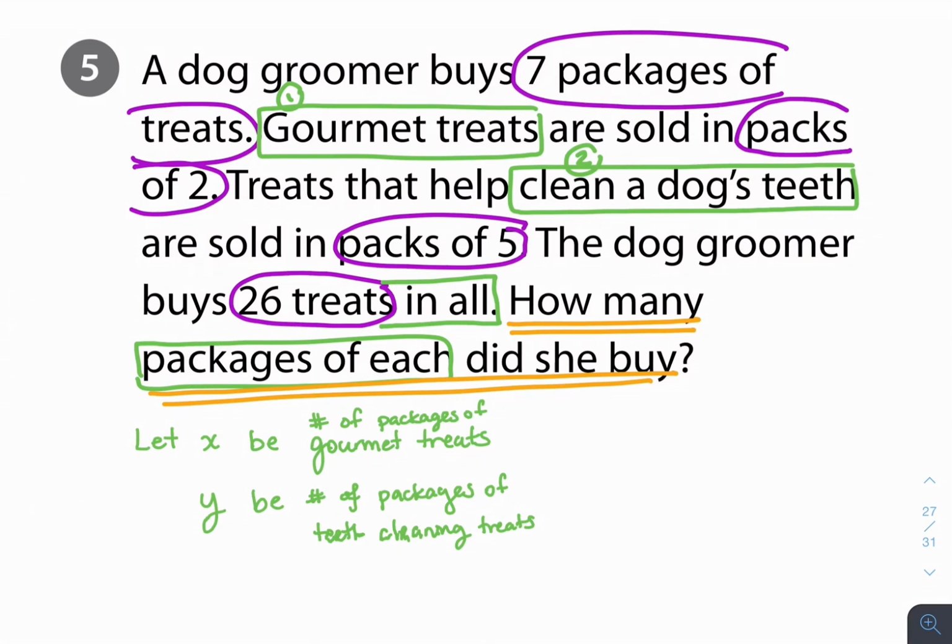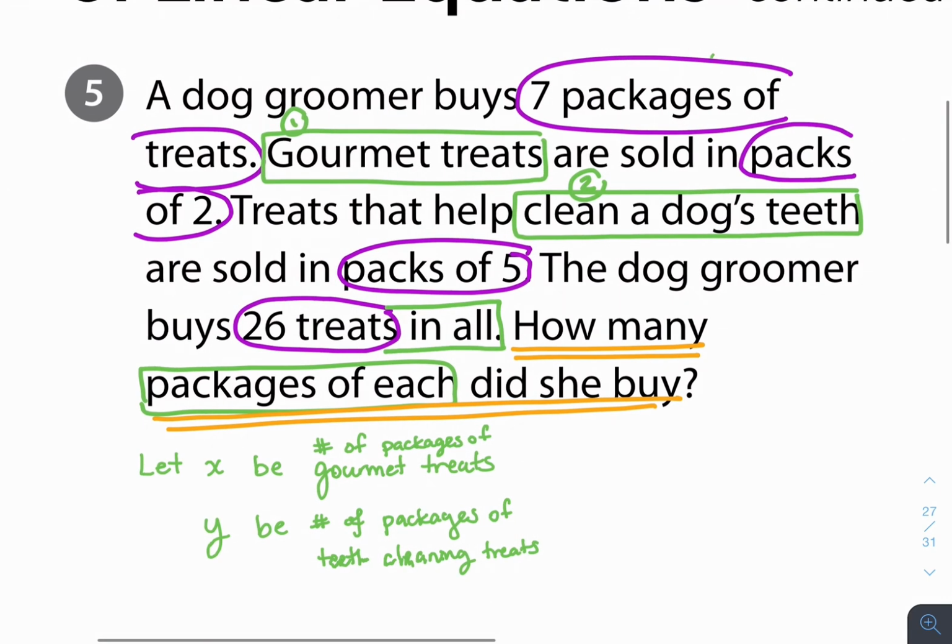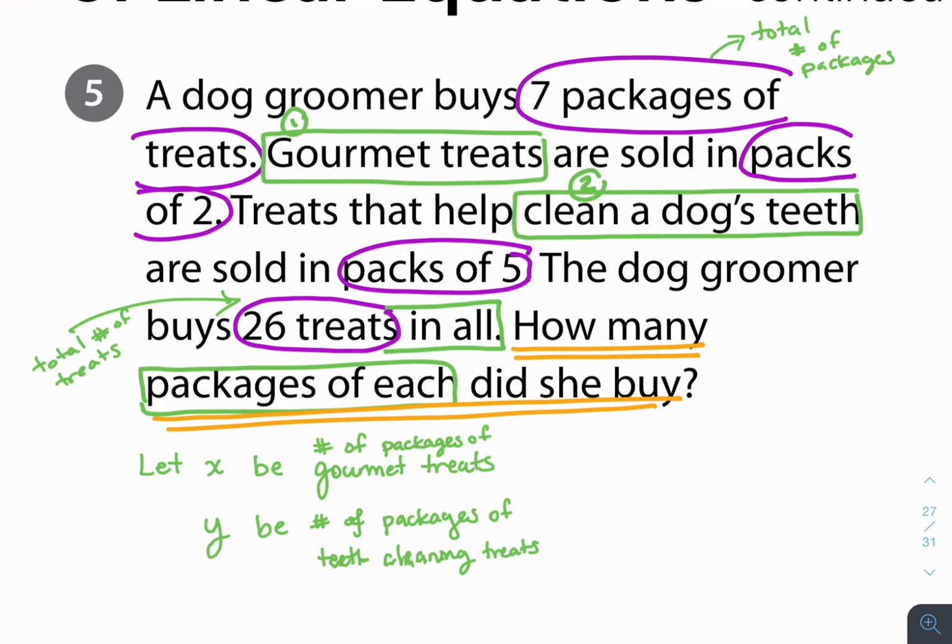Alright, so let's take a look here. The 7 packages of treats, that's the total number of packages. And the 26 treats in all, that's the total number of treats. So one equation is going to tell me the total number of packages. The other equation is going to tell me the total number of treats. So let's start with the total number of packages.